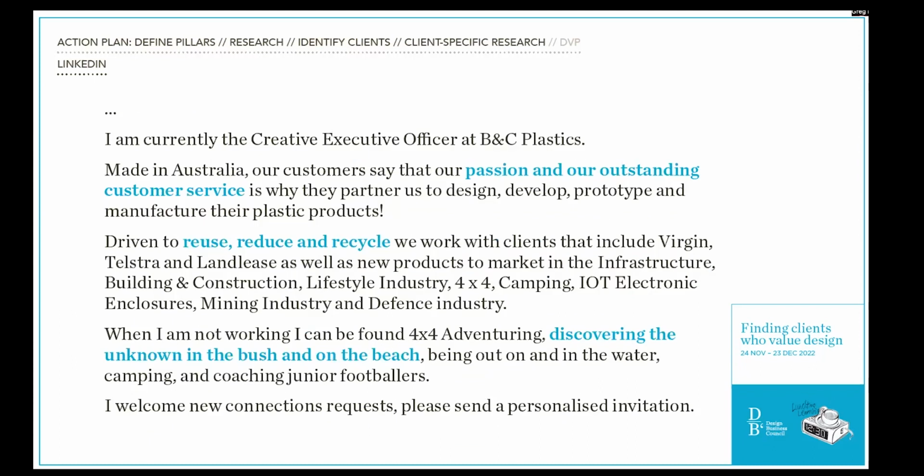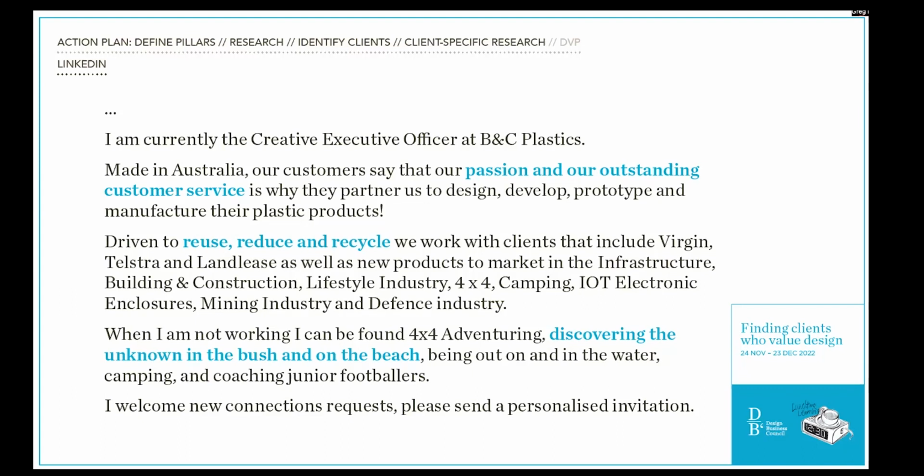When he talks about what it is their customers like, it's the passion and the outstanding customer service. So he's focused on customer service. The next bit is really interesting because he then moved into the environmental stuff where he's talking about reuse, reduce, and recycle. That's the whole environmental message, and it's a message he says he takes to all of the clients that he's working with.